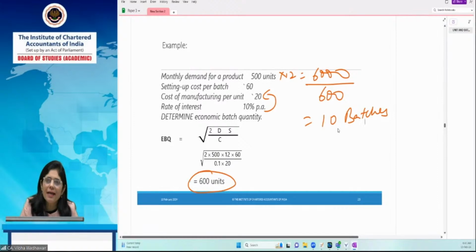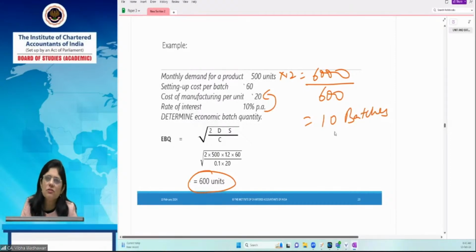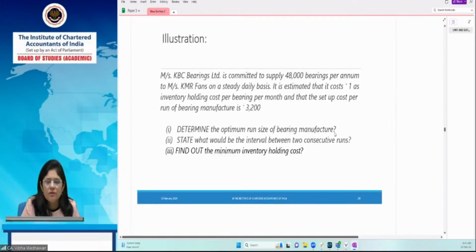So how many batches you have to run? 10 batches, because the total quantity you require is 6,000 and in one lot 600 are produced. So 10 batches you will require. Clear? In a year, the entire year. This is economic batch quantity. So quickly we have another basic illustration.